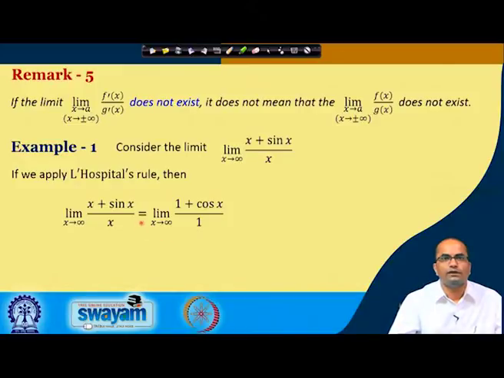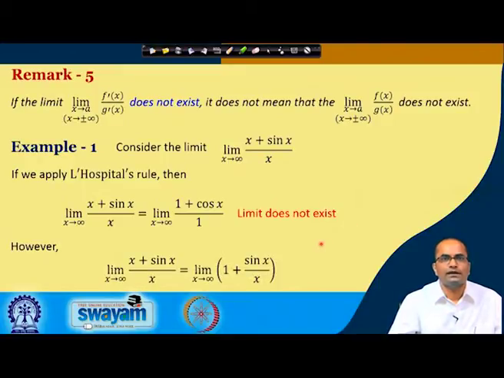If we take the derivative of the numerator, 1 plus sin x will become 1 plus cos x, and the derivative of x is 1. So here the limit as x goes to infinity of 1 plus cos x is not defined, since cos x as x goes to infinity is not defined. So this limit does not exist.